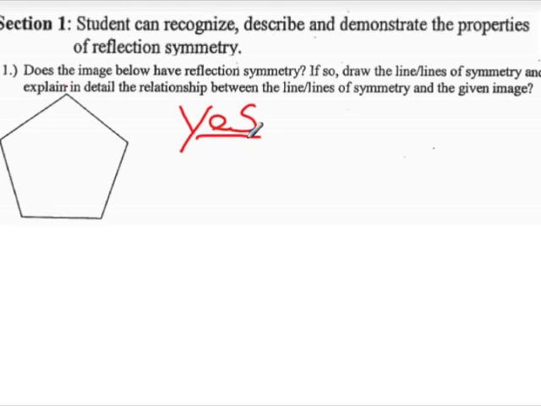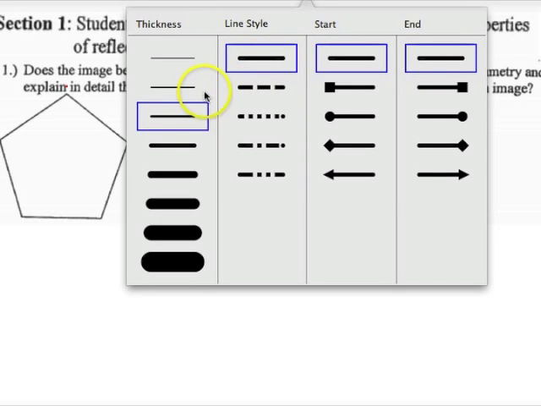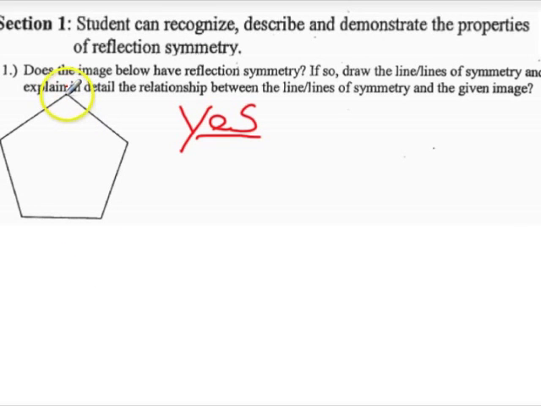Now, some of you would probably stop right here, but if we keep reading, it says, if so, draw the line/lines of symmetry and explain in detail the relationship between them. So let me pull out some straight lines here. Let's use this dashed line right here. Okay, so actually I'm going to use this right here. That way I don't have to worry about having a straight hand. So if I draw on some straight lines, we know this is a line of symmetry.